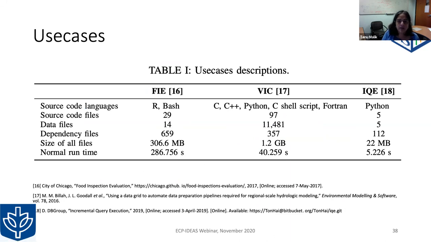So these are real applications. The first one, FIE, is a food inspection evaluation. It's a data mining, data science, I would say, application which uses random forests to predict where food violations would be happening. Variable infiltration capacity, VIC over here, is a data pre-processing pipeline for a computational hydrology model. And intermittent query engine over here is a database application, which is using a Python application and SQLite, which is embedded in Python 3, to do database style querying in the Python application.